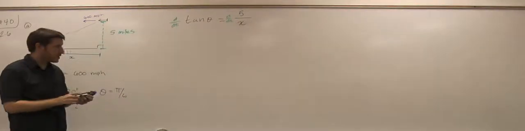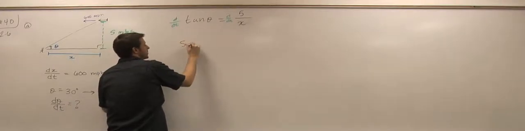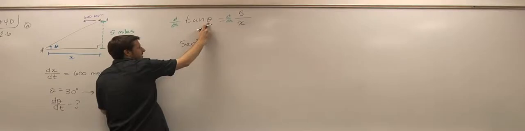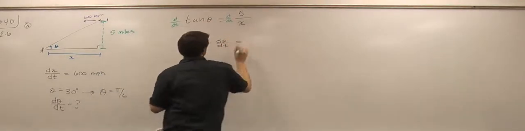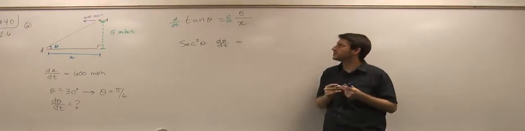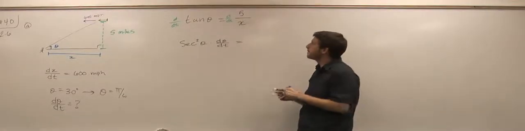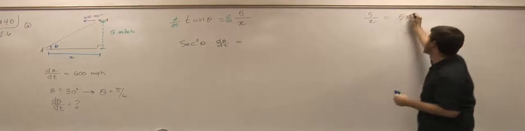The derivative of tangent is, now be careful, because the derivative of tangent is secant squared, but then you have to multiply by the derivative of the inside. So times d theta dt. Now, because of the way we set this up, we kind of made more work for ourselves. We'll rewrite it to 5x to the negative 1. So 5 over x is equal to 5x to the negative 1.